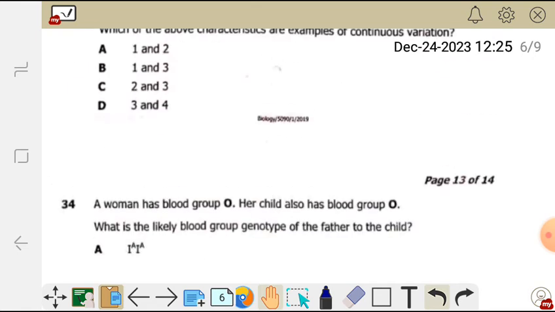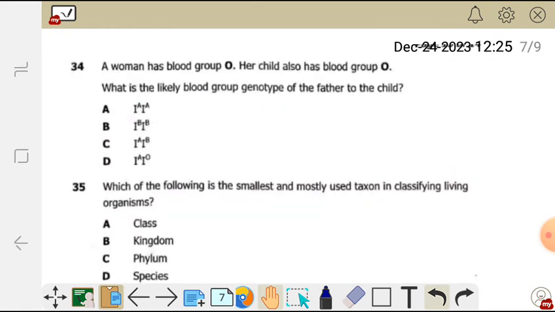Question 34. A woman has blood group O. Her child also has blood group O. What is the likely blood group genotype of the father of the child? So the mother has blood group O and gives birth to a child with blood group O. So for a child to have blood group O, the father as well should be blood group O or a carrier of that blood group.